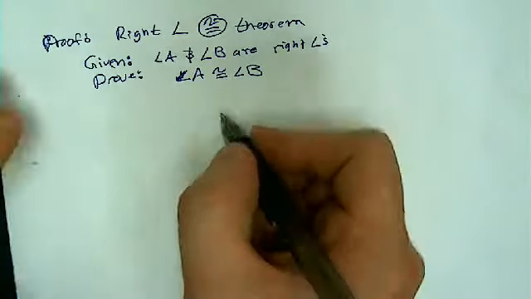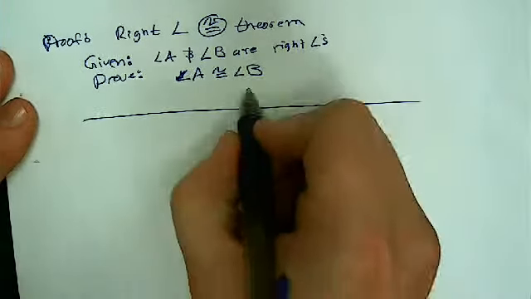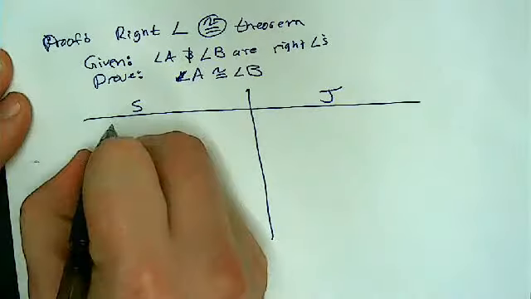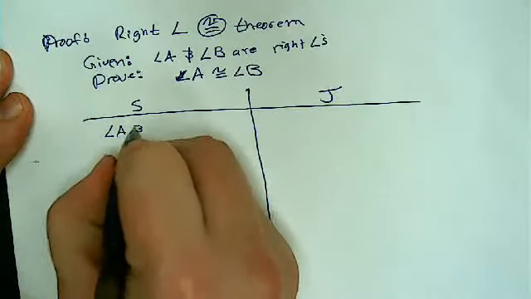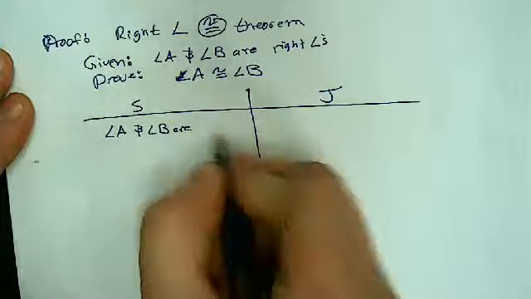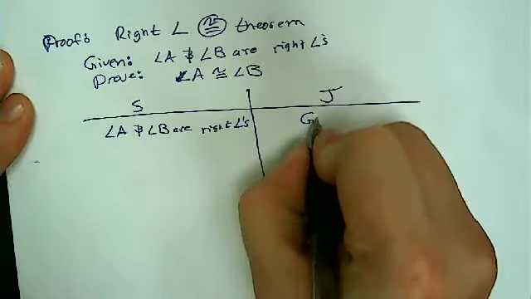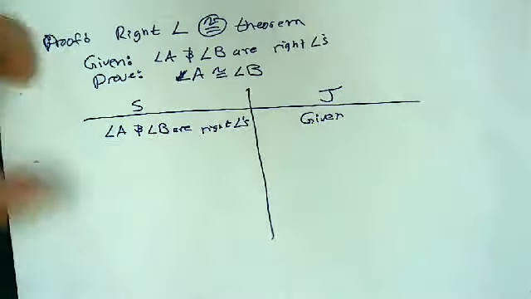All right, so let's start off with our tree here. Statements, justifications, and we start off by saying angle A and angle B are right angles, and that's because it's given.